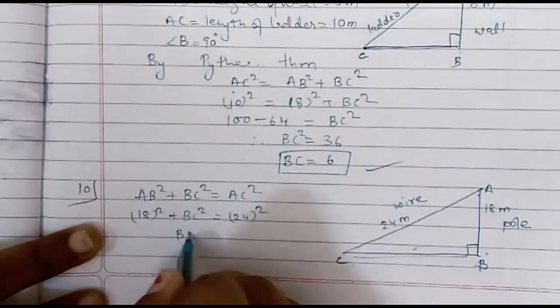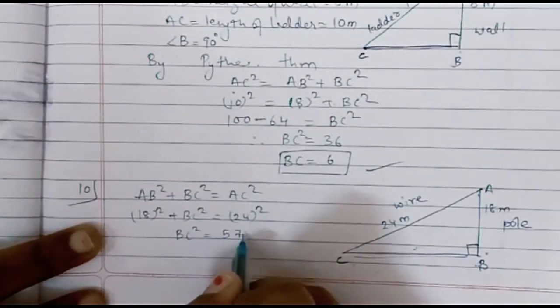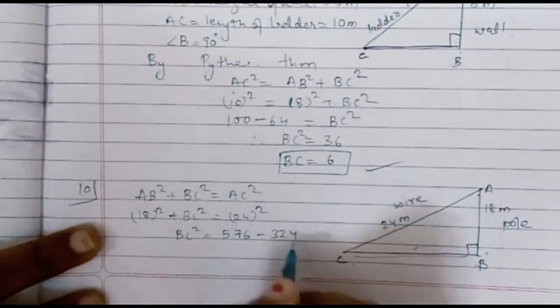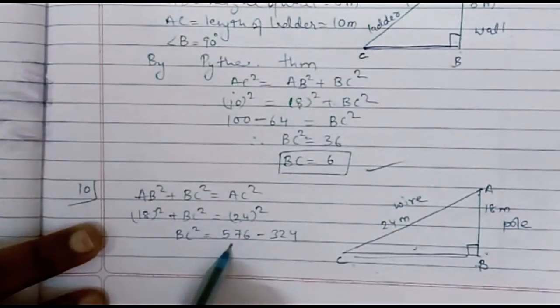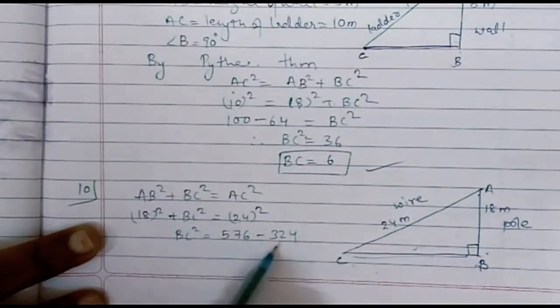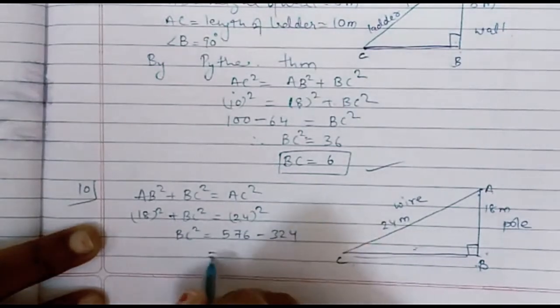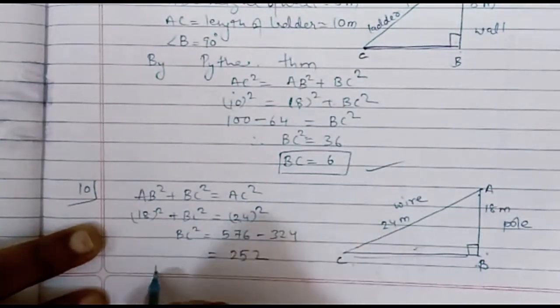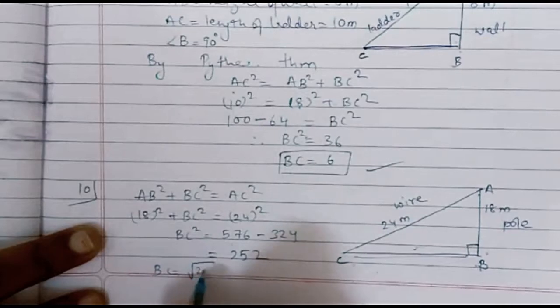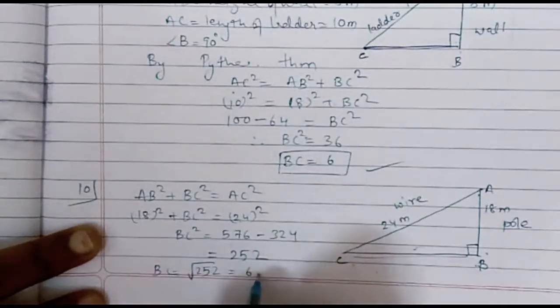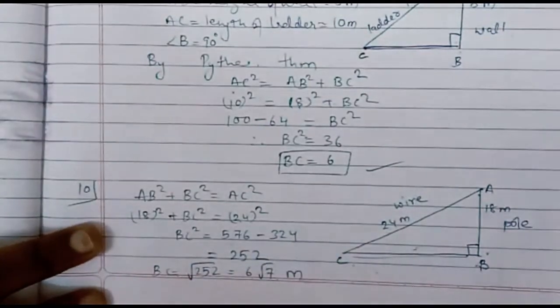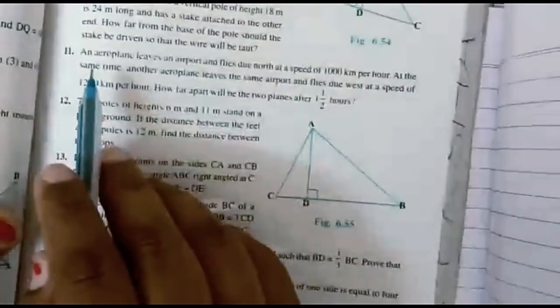So BC square will be equal to 576 minus 324. Okay, that is the square of 24 is 576 and 18 the whole square is 324. The subtraction will be 252 and so BC is equal to root of 252, which is equal to 6 root 7 meters. Okay. Now we have our new question.